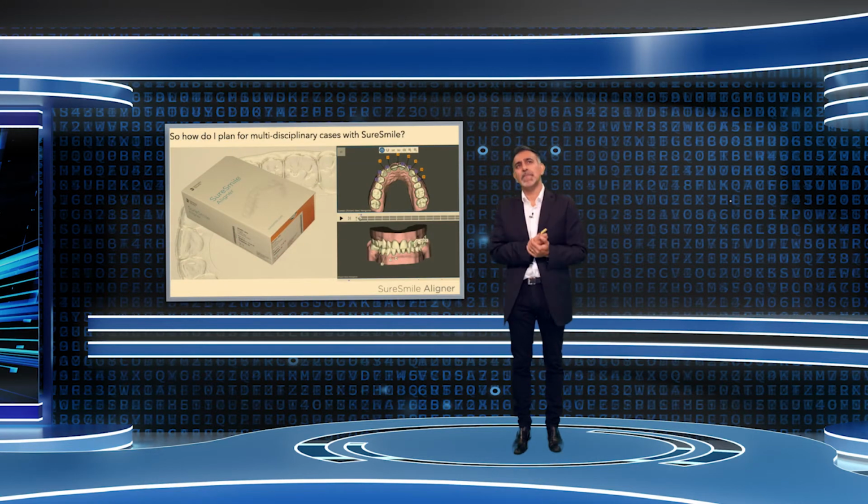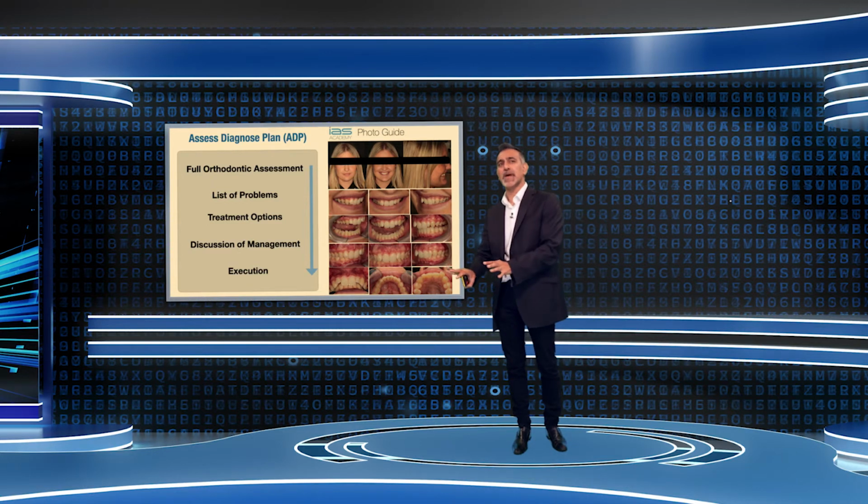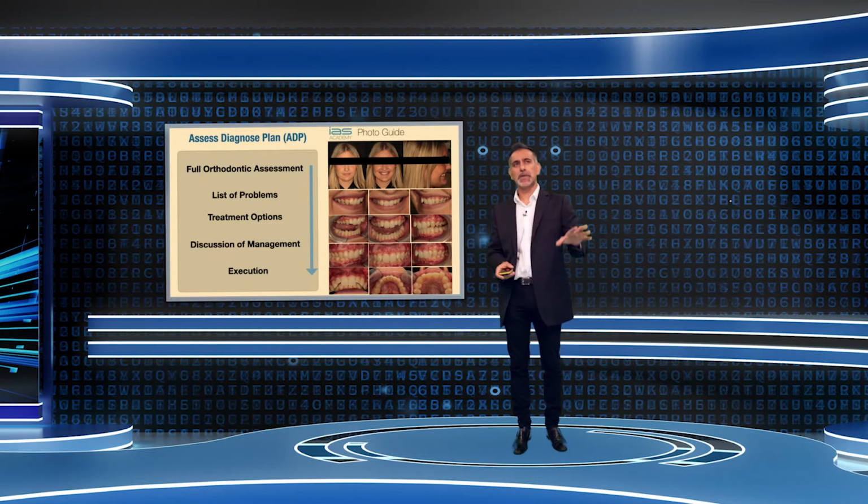So how do I plan for multidisciplinary cases with SureSmile? What am I doing? What am I thinking about when I'm going through my case planning? Before anything, the most important thing is to actually do a full ortho assessment. We mustn't just rush straight into a scan, send it off to SureSmile and say, make me some aligners. What we've got to do first is mentally put aside what we want to do, look at the patient, come up with a full assessment, list the problems, and give the patient all the options.